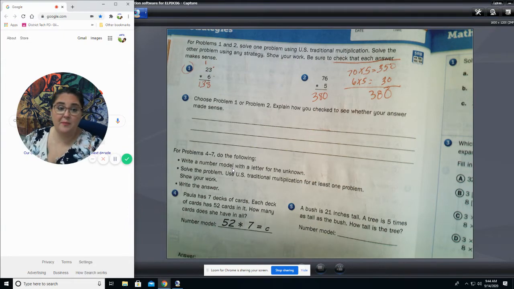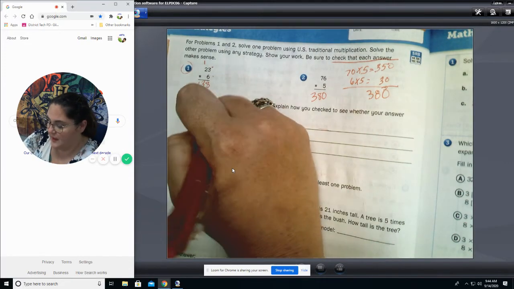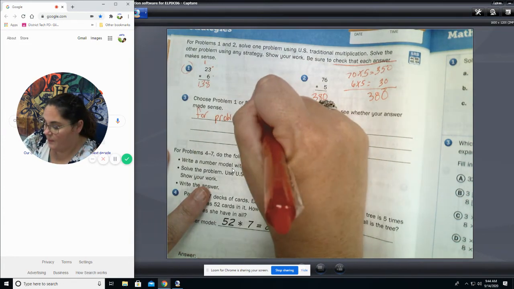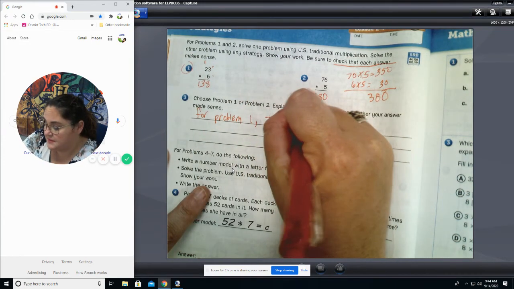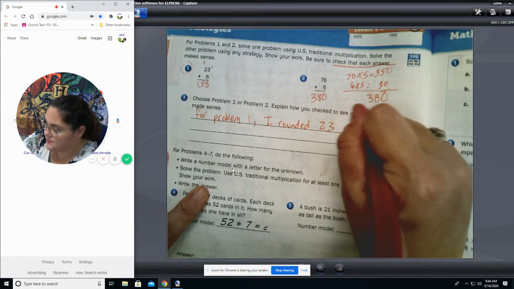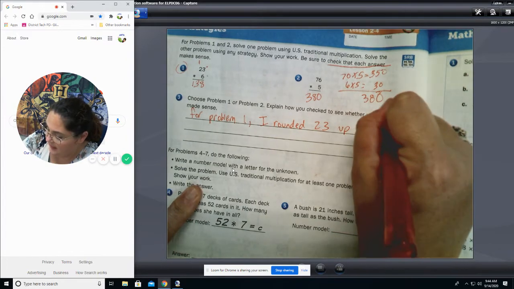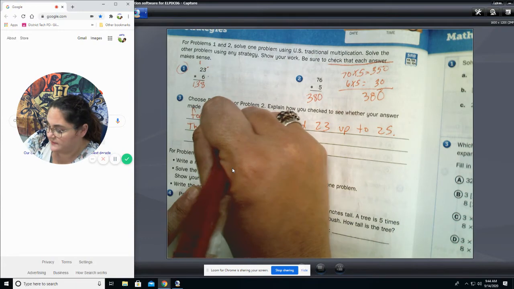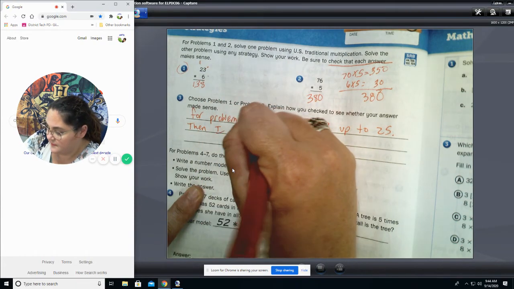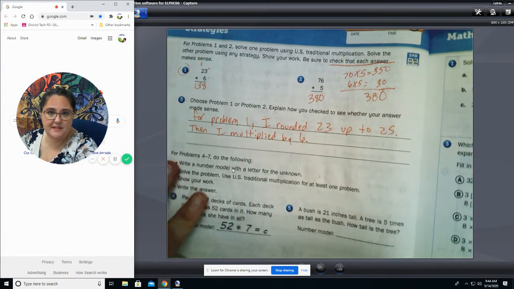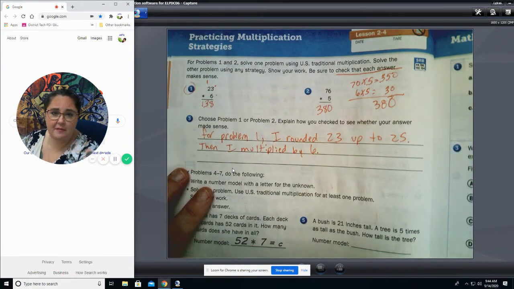So I'm going to use problem number 1. It was easiest. So for problem 1, I rounded 23 up to 25. Then I multiplied by 6. Remember I said 25 cents times 6 is about $1.50, right?